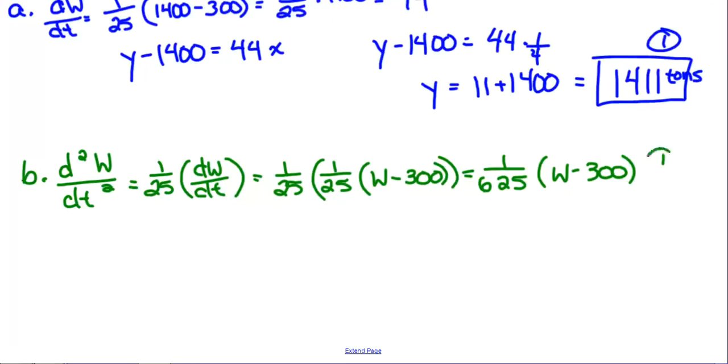So we get 1 point for that. Let's look at the rest of the question. The rest of the question says, use the second derivative to determine whether your answer in part A is an underestimate or an overestimate of the amount of solid waste in the land that the landfill contains at time t equals 1/4. So let's find out what that value is.